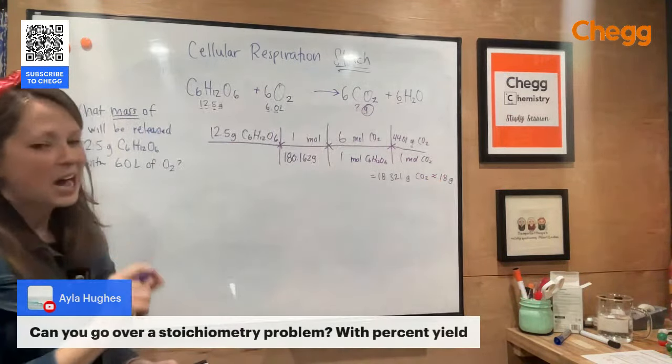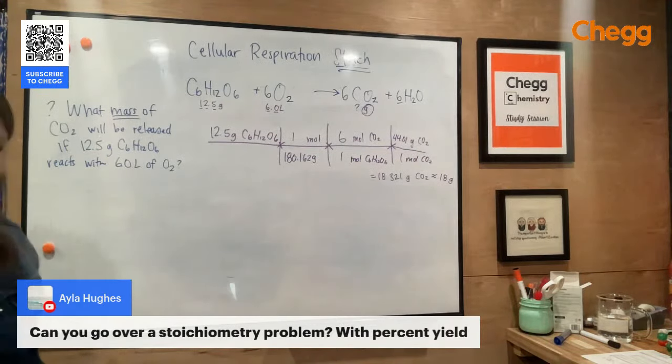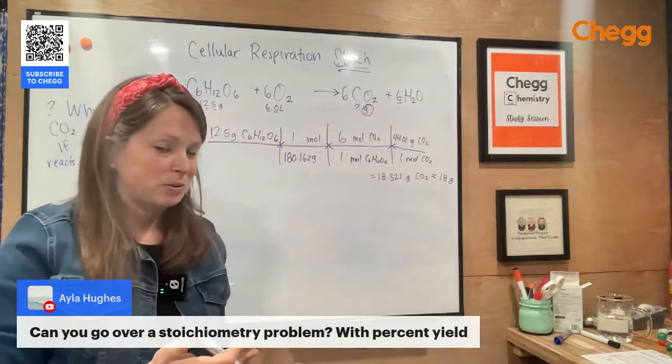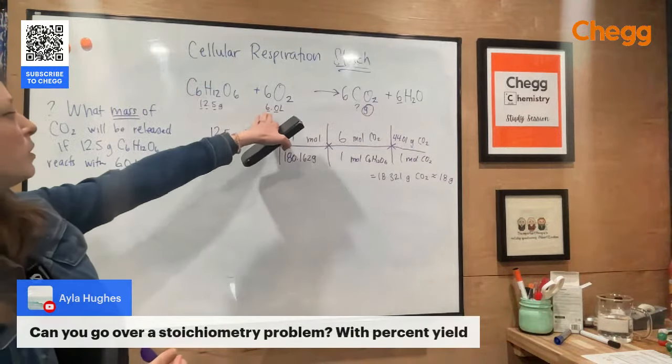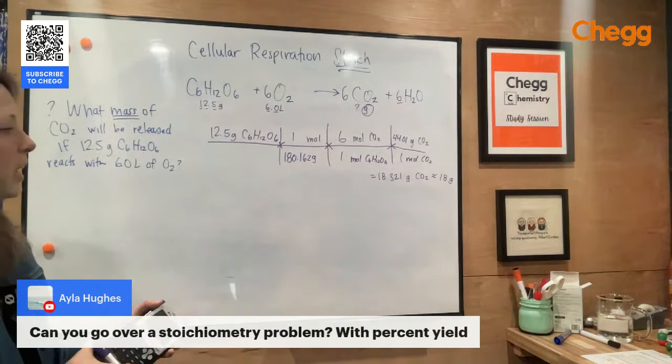All right, but this is only half of the problem. Because I gave you both of the reactants, we don't know which one is going to limit the overall outcome of the reaction. So now we have to take our volume of oxygen and go through the same process to predict how much CO2 we need to make.